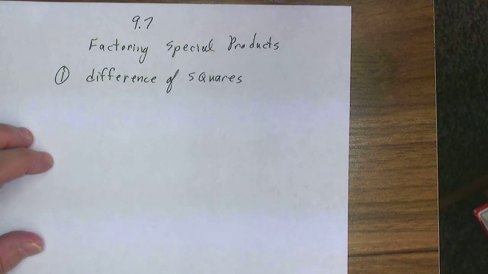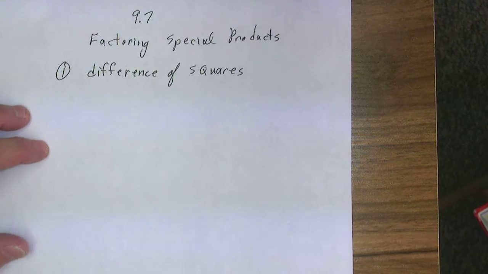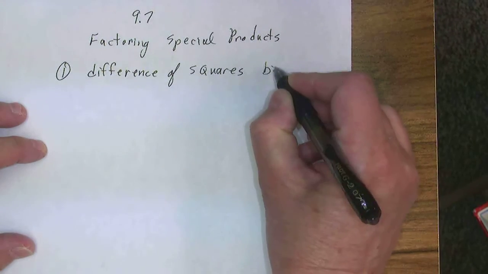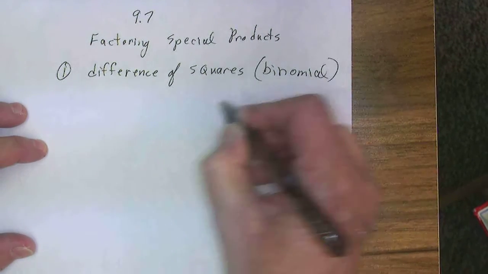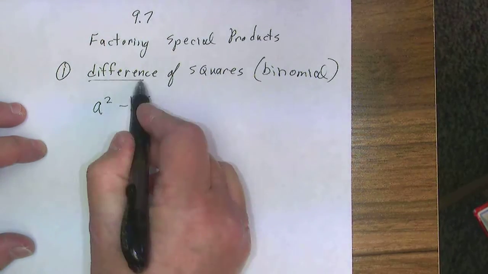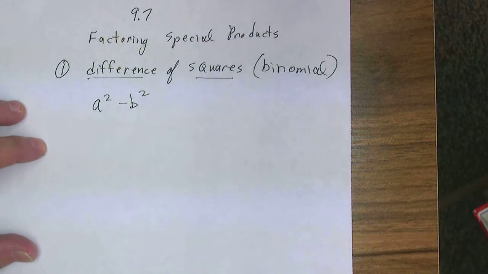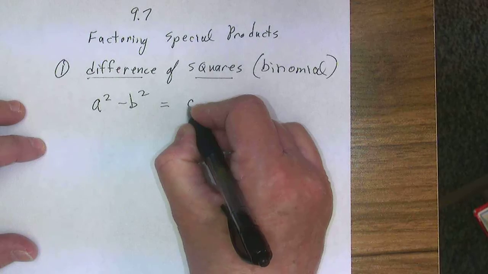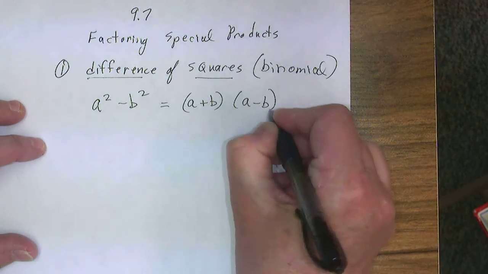Section 9.7 is on factoring special products. The first one is called the difference of squares. This is a binomial, which means it has two terms, and the difference means they are subtracted, and both of the numbers are perfect squares. It factors into a plus b and a minus b.